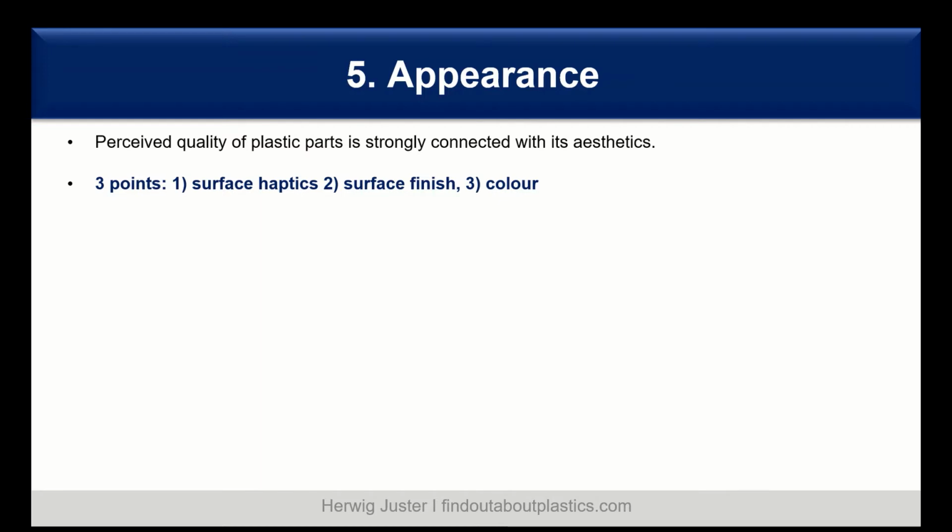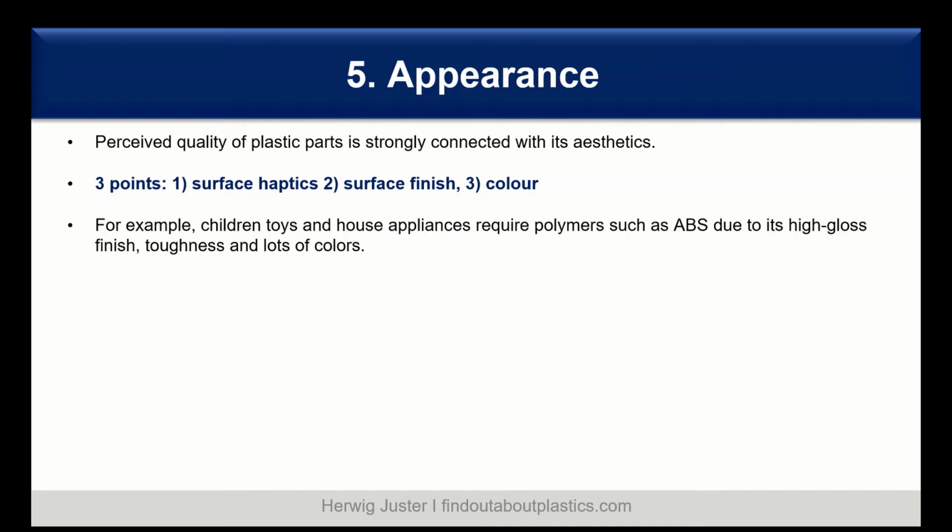Then number 5, appearance. The perceived quality of plastic parts is strongly connected with the aesthetics, and usually we can differentiate three points. On the one hand surface haptics, on the other hand the surface finish, and then number 3 is the color. And when we look at house appliances and children's toys, we often find ABS because it has this high gloss finish and is a tough material, and you can color it in several different combinations of colors.